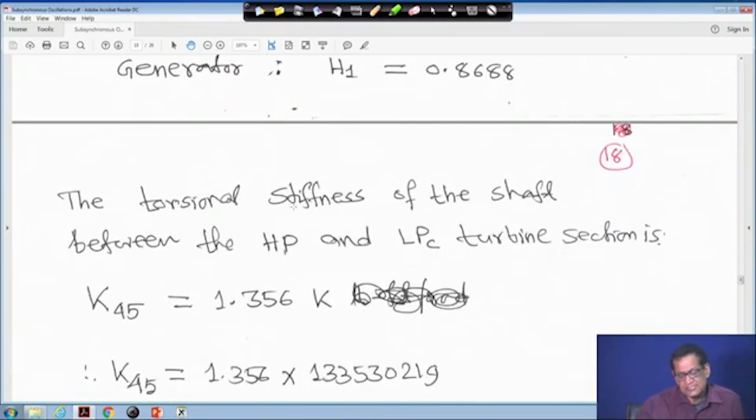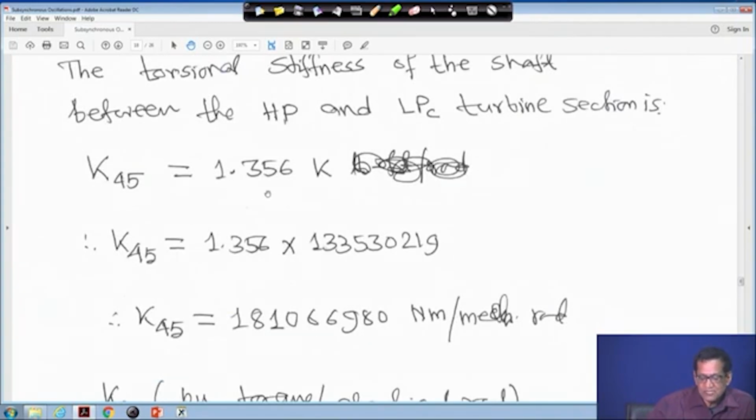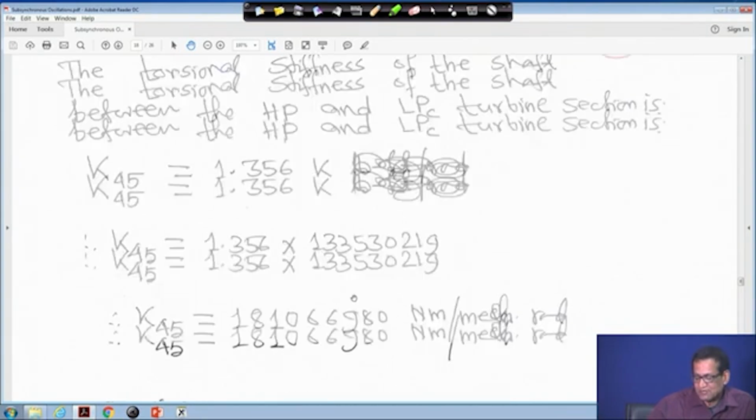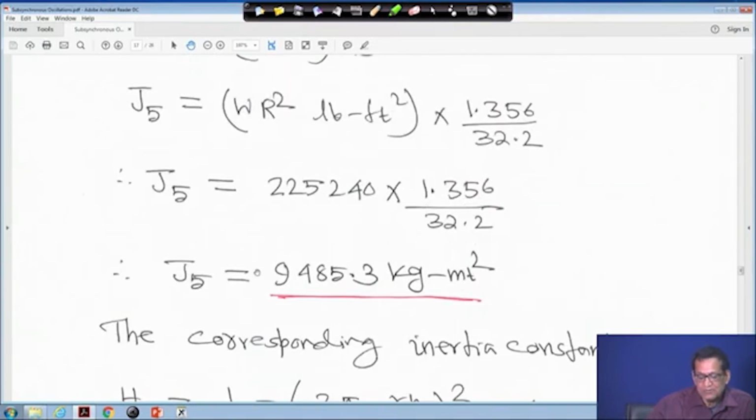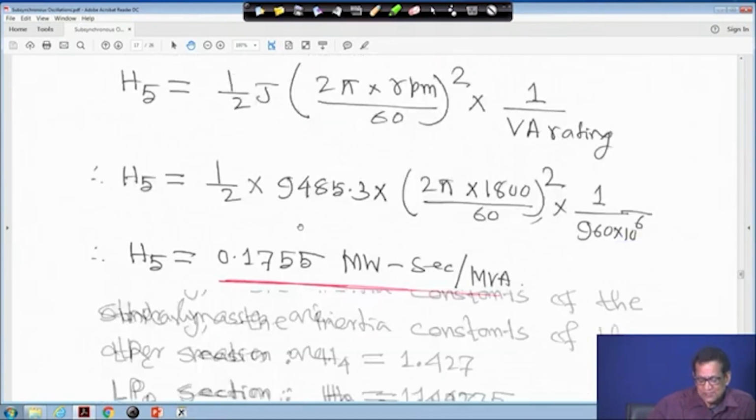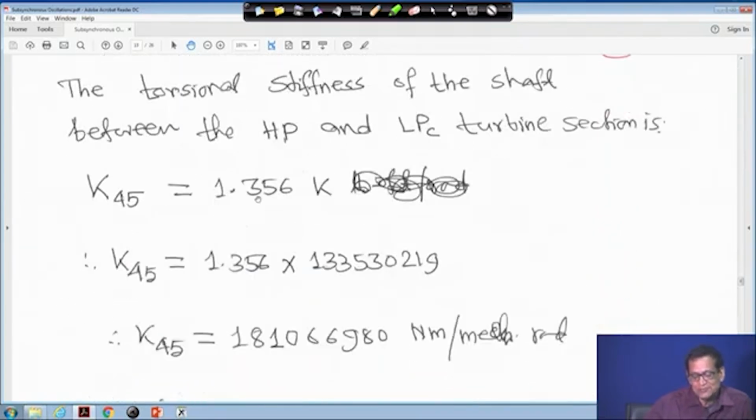Now, the torsional stiffness of the shaft between the HP and LP turbine section, K45, is equal to 1.356 K. K is given as huge data for section 4 5, so it will be 1.33530219, a huge figure in Newton meter per mechanical radian. The way we have converted the inertia, that is 1.356, which we derived earlier, similarly for stiffness also you try to do a little bit yourself.